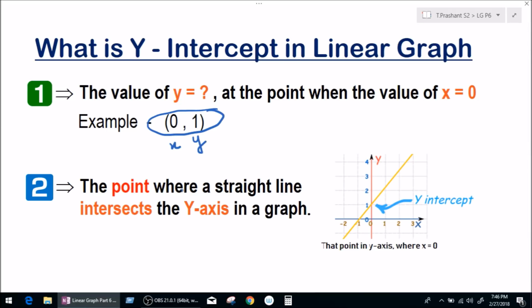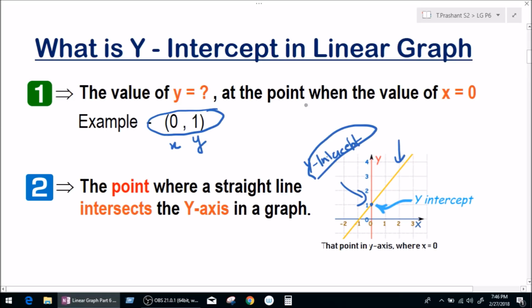Now let's focus on the second definition. The second definition is the point where a straight line intersects the y-axis in a graph, as we can see right here. So this is a straight line, and this is the point where it cuts the y-axis. So this point could have a value for y-intercept.